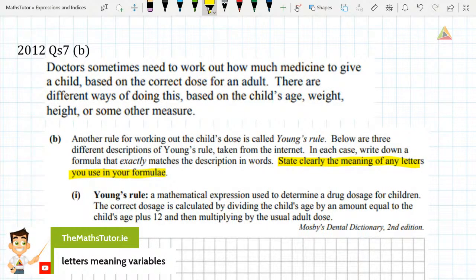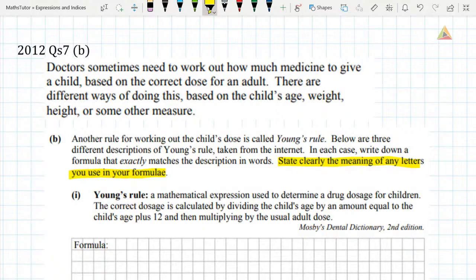Okay, so these variables are going to be about the child's age, the dose that we're going to be giving them, and the adult dose. So the first one says, a mathematical expression used to determine a drug dosage for children. The correct dosage is calculated by dividing. So that's a key word that I'm going to spot there. We see dividing the child's age by an amount equal to the child's age plus 12 and then multiplying.